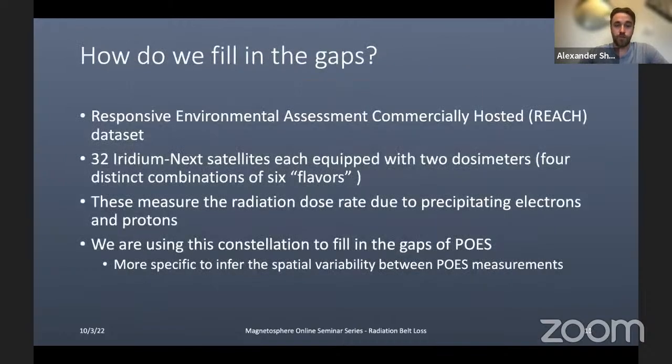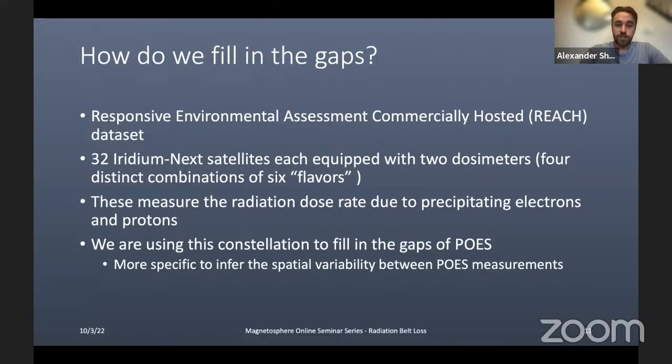And that data set is the REACH data set. REACH stands for the Responsive Environmental Assessment Commercially Hosted, and it's on the Iridium NEXT satellites. And so 32 of the Iridium NEXT satellites have 2 dosimeters, and they have 6 flavors of dosimeters, where each flavor has a specific electronic threshold. And so they measure different integral energy channels of electrons and protons. And there are 4 model types. So a model is a distinct combination of 2 of these flavors.